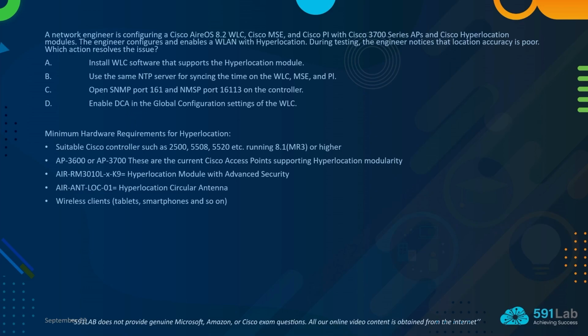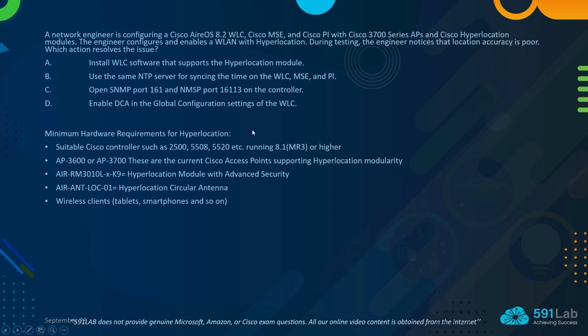The fourth option is very far-fetched, because dynamic channel assignment is definitely going to help us with co-channel interference in our network. So it's going to help us, but definitely not with hyperlocation. It's not related whatsoever. Of course, it is 100% recommended to enable DCA in any network, but it does not have any effect on hyperlocation, at least not directly. So this option is far-fetched.